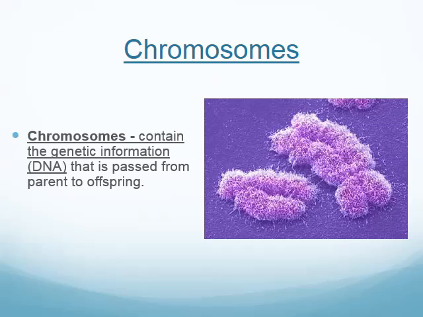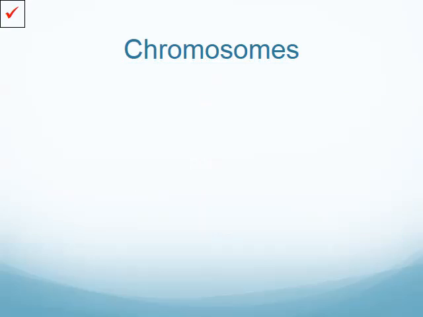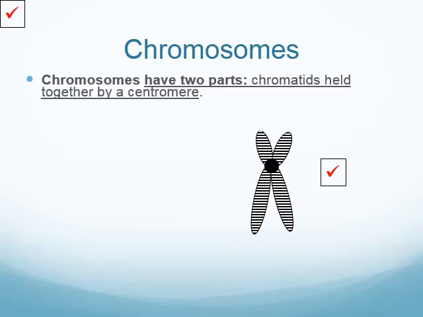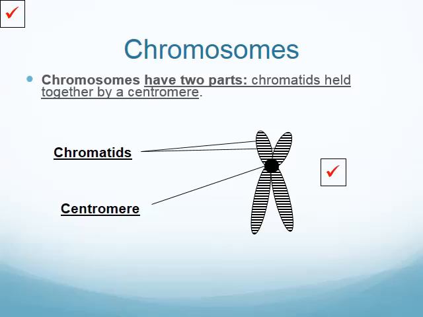They look kind of like this. Imagine a really fuzzy X. That's pretty much a chromosome. Chromosomes have two parts. They have the chromatids, which are held together by a centromere. So if you wouldn't mind, go ahead and sketch this in your notebook. The centromere is the central part, where the two sister chromatids are held together.